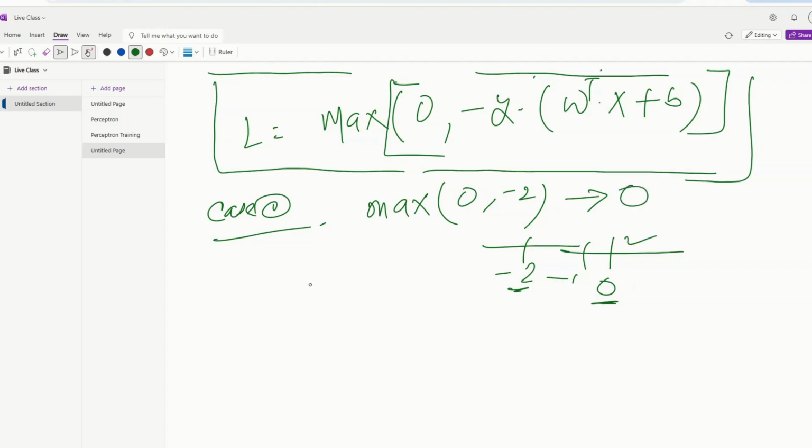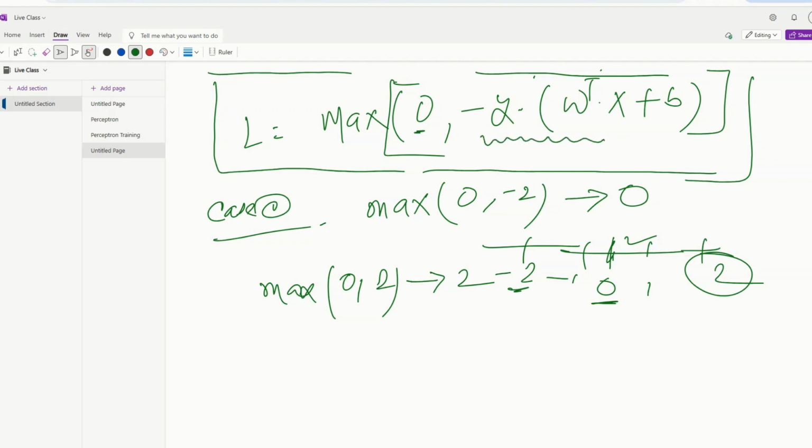If I say what is the max value of 0 and 2, 0 is here and 2 will be here, 1 and 2. In this case the max will be 2, right? So in this function I have two parameters. One is 0 and the second is this term. Let's suppose this second term becomes negative.